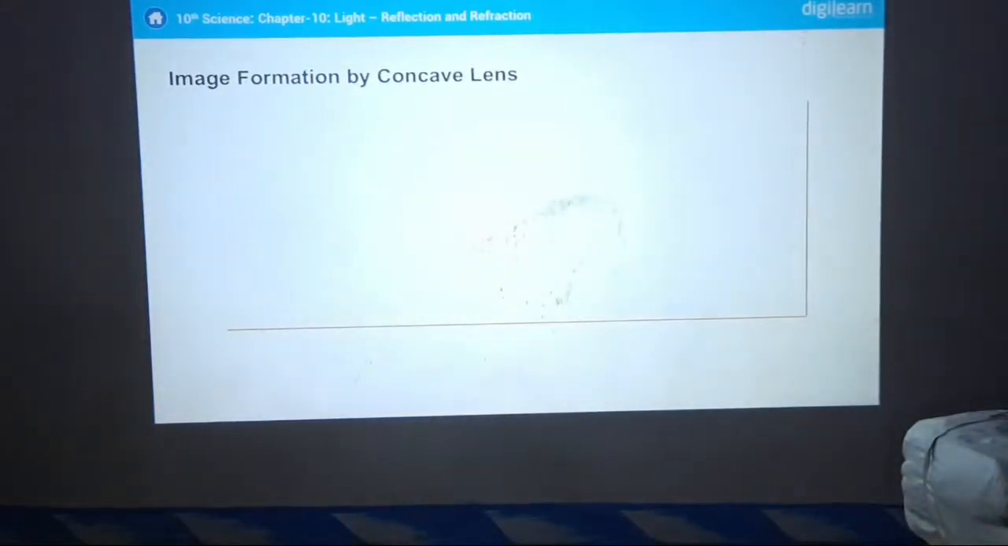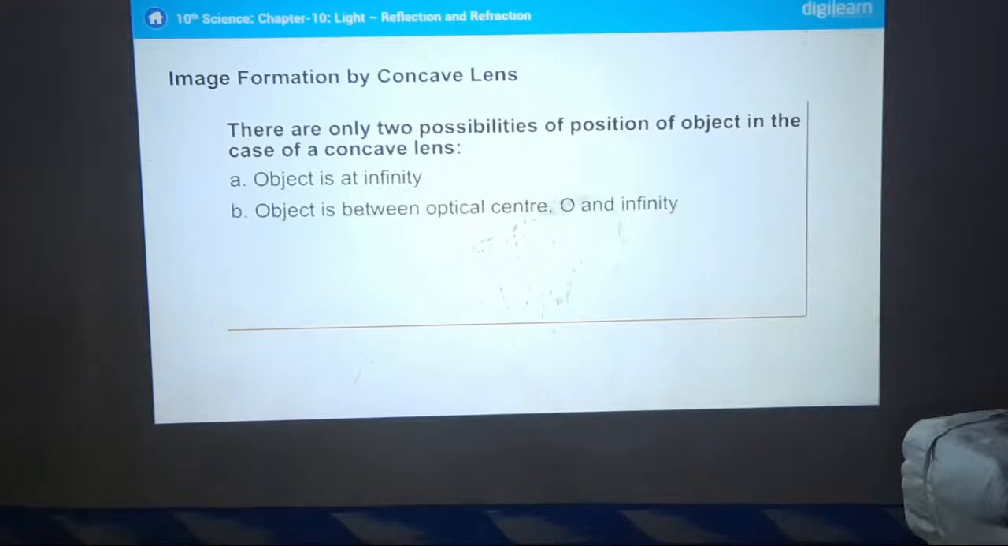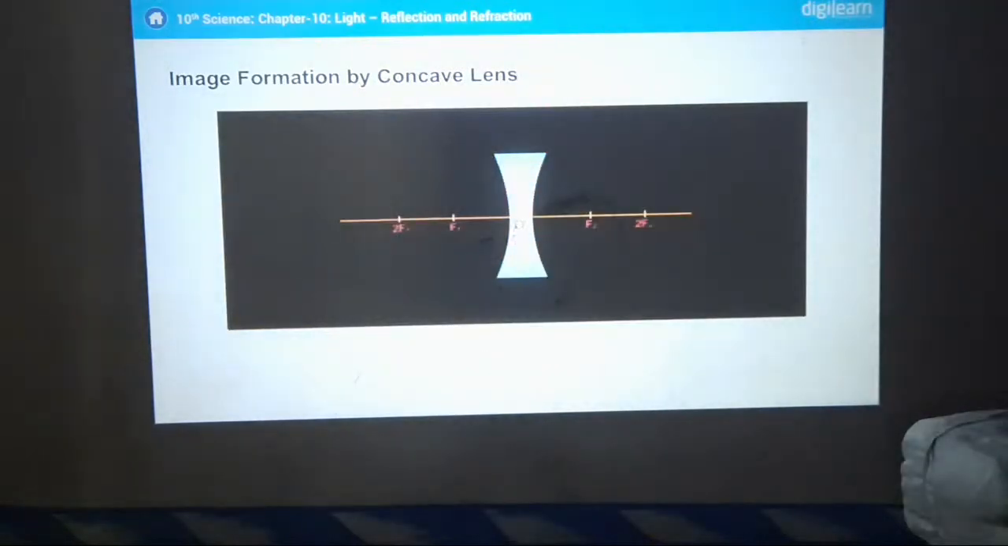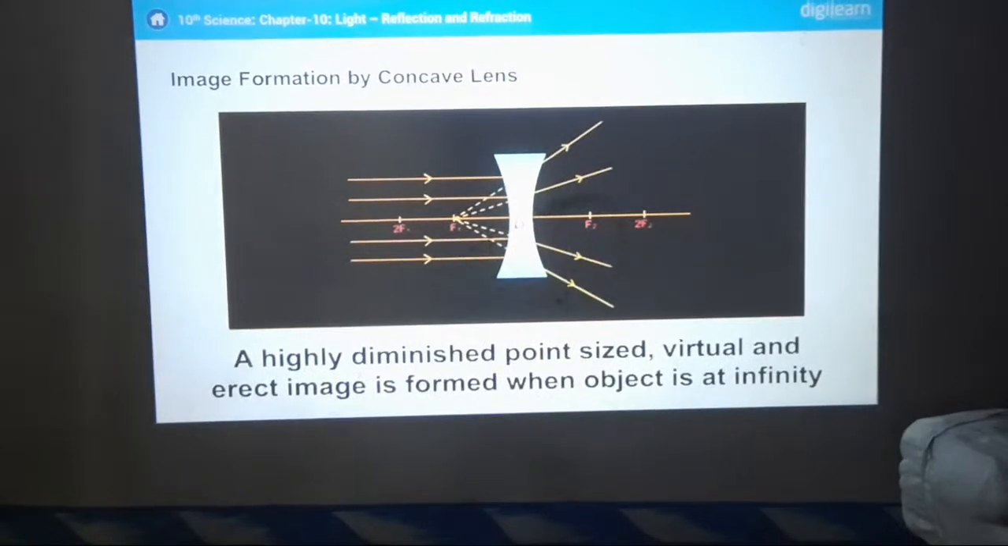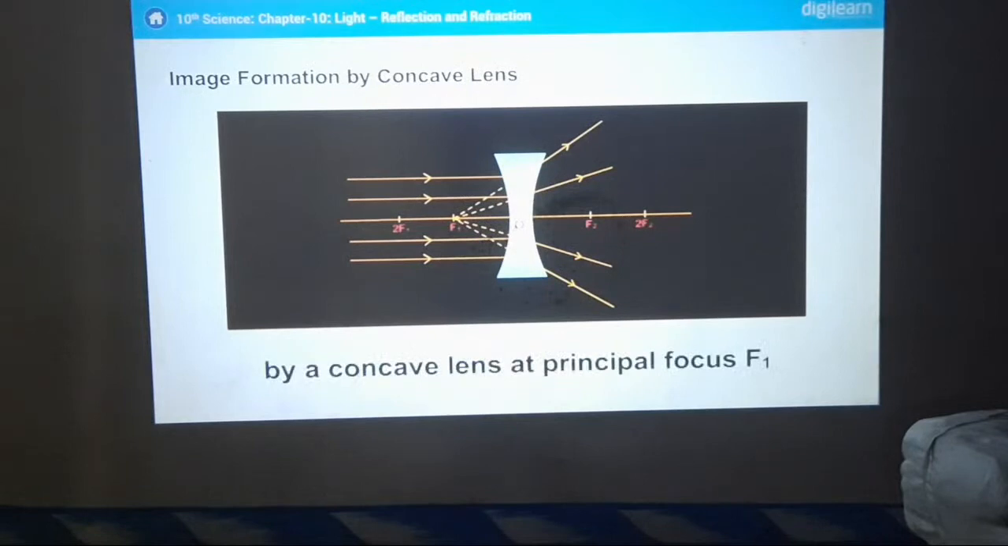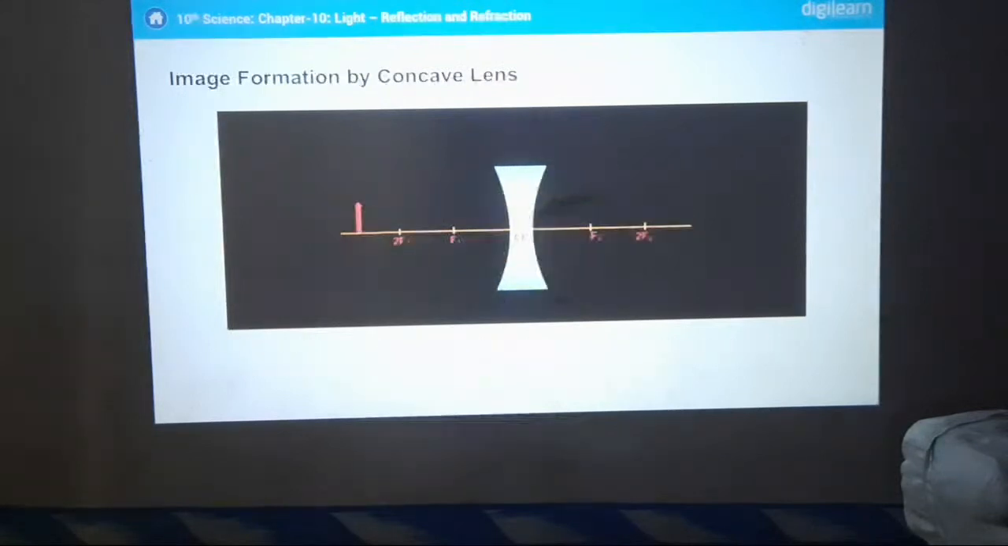Image formation by concave lens. There are only 2 possibilities for the position of the object in the case of a concave lens. A. Object is at infinity. B. Object is between optical center O and infinity. Object is at infinity. A highly diminished, point-size, virtual and erect image is formed at principal focus F1 when the object is at infinity for a concave lens. Properties of image: the image is point size, highly diminished.